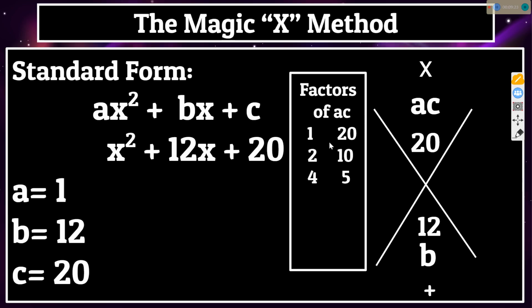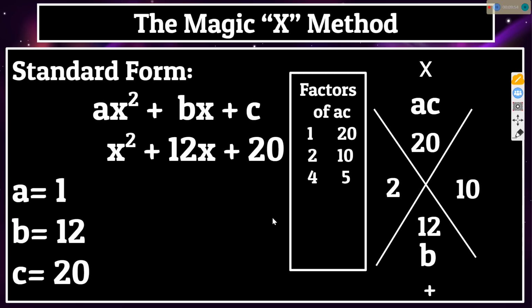Okay, and as we look through this list, we see that we have 1 times 20 equals 20, but 1 plus 20 equals 21. It doesn't equal 12. So in that case, we look to the next one on the list, okay? We can see that 2 times 10 does equal 20, and 2 plus 10 does equal 12. So again, we found the numbers that we need to factor this expression. Okay, we have 2 and 10, and we would write them in our magic X right here.